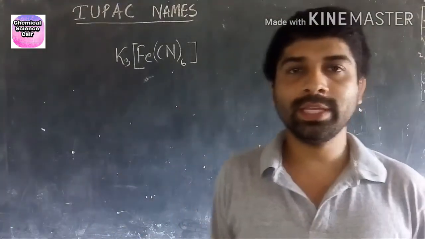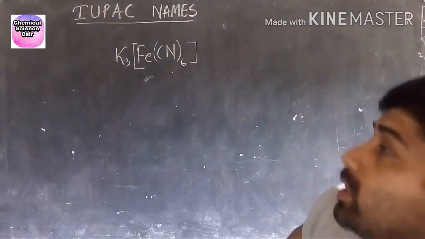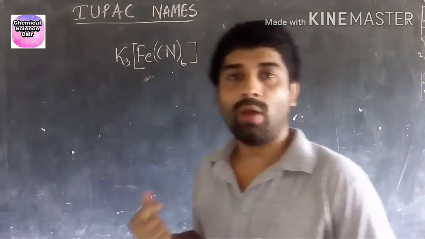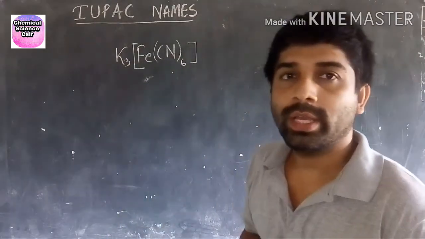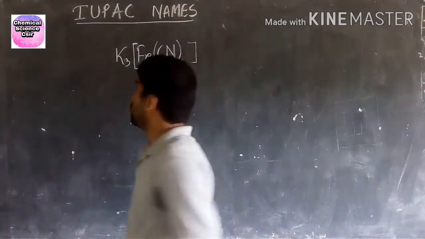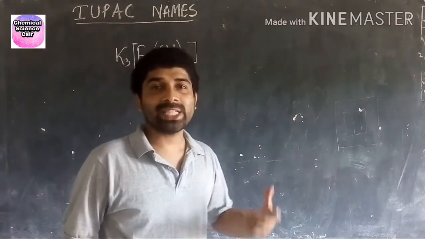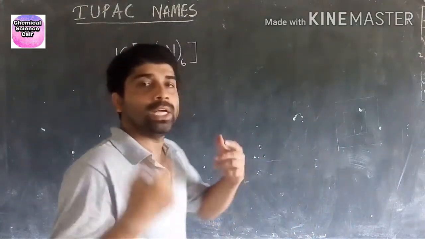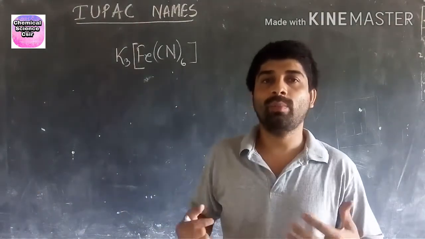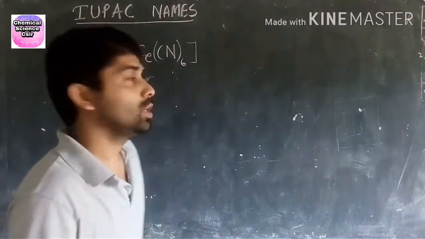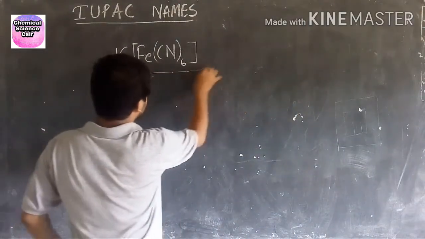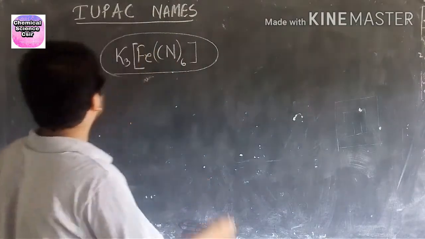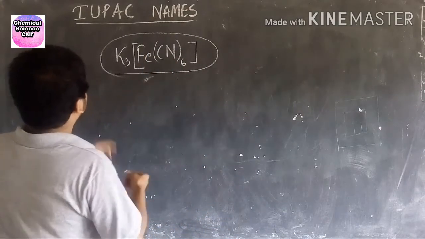Hello everyone, in this video I will discuss the IUPAC names of coordination compounds. First of all, I have to know which one is the complex cation and simple anion, or the simple cation and complex anion. So this one is a coordination compound. First of all, how do I find out?